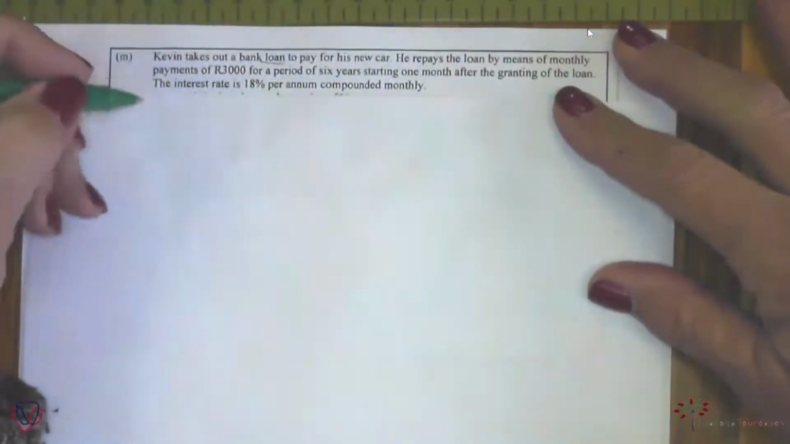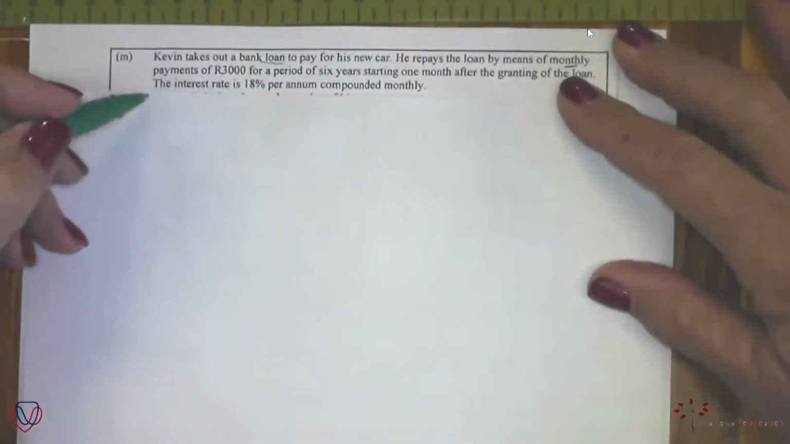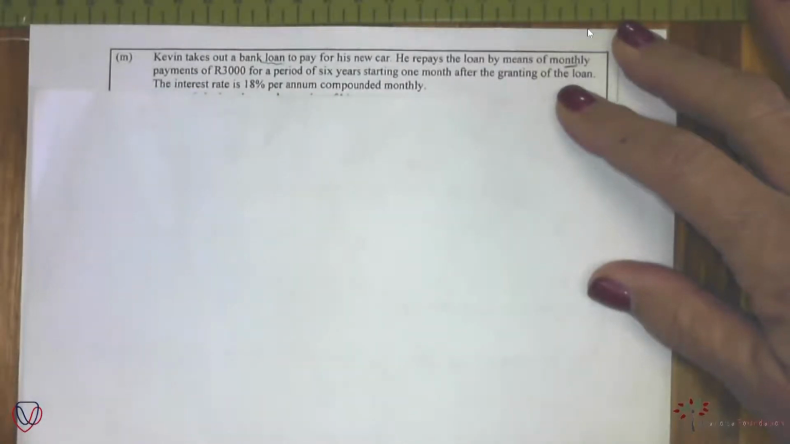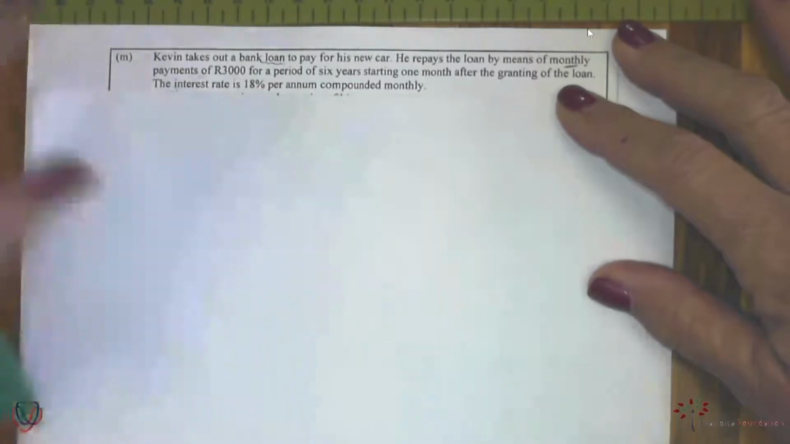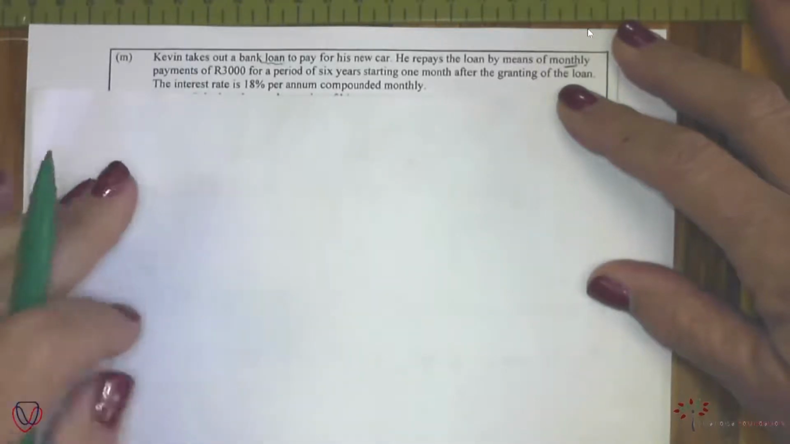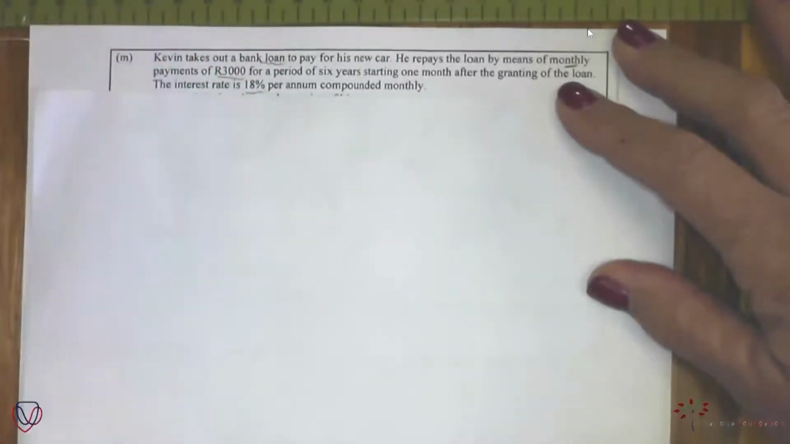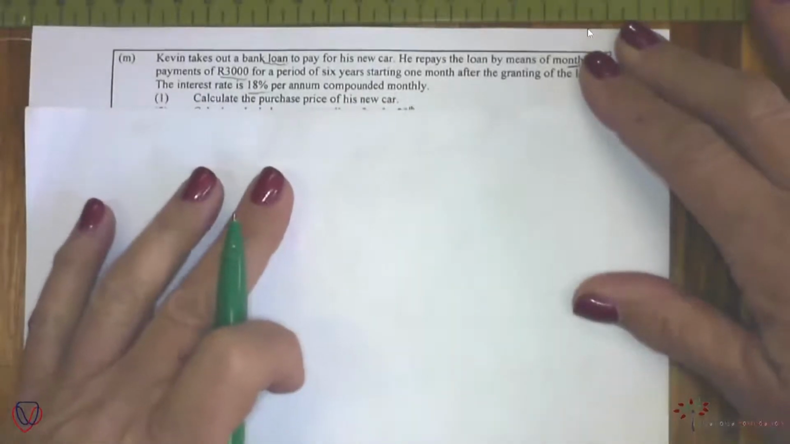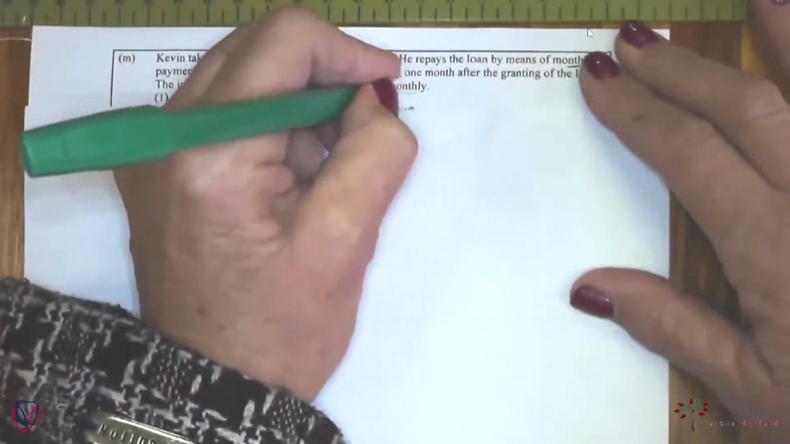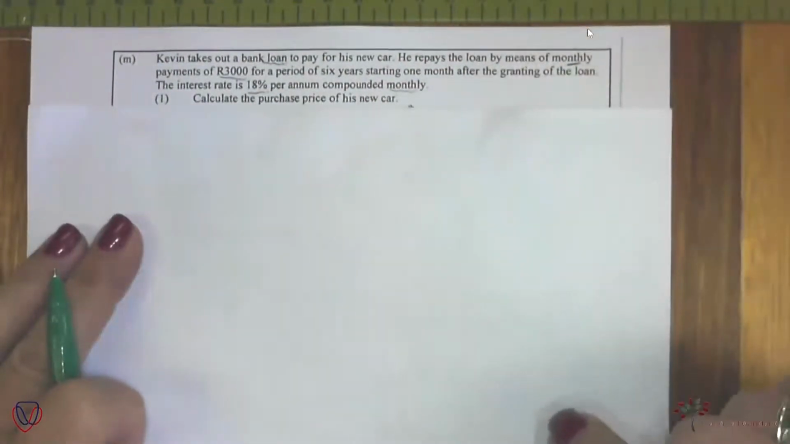For his new car, he repays the loan by means of monthly payments of 3,000 rand for a period of 6 years, starting 1 month after the granting of the loan. Again, people, the time stays as it is. You don't subtract the month because he starts paying at the end of the first month. The interest rate is 18%, compounded monthly. There it is. Okay. Calculate the purchase price of his new car.